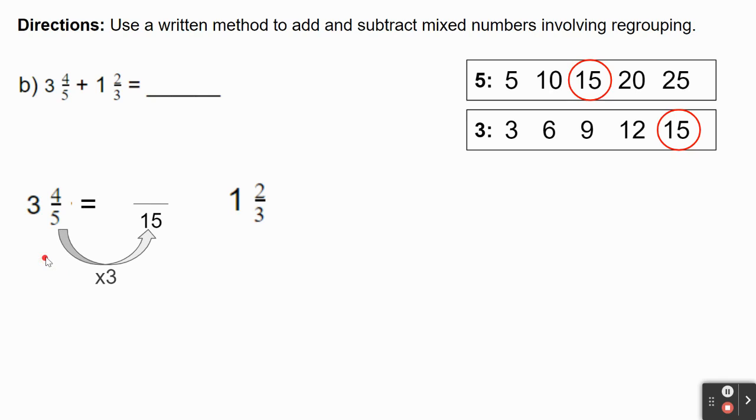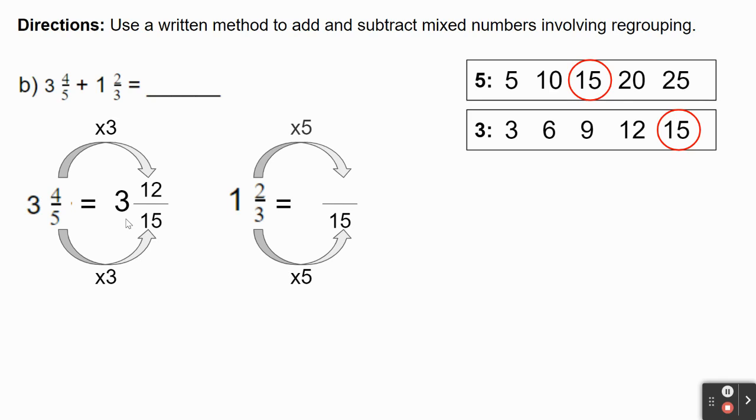Well, 5 times 3 gets us 15. So since we multiply by 3 on the bottom, we're going to multiply the numerator by 3. 4 times 3 is 12. We notice the 3 wholes in the front stays the same. So 3 and 4/5 is equivalent to 3 and 12/15. We're going to do the same thing for 1 and 2/3. The denominator is going to be 15. Now let's ask ourselves, what do we multiply by 3 to get to 15? Well, 3 times 5 gets us 15. Since we're multiplying by 5 on the bottom, we're going to multiply by 5 on the top. 2 times 5 is 10, and the 1 whole in the front stays the same.